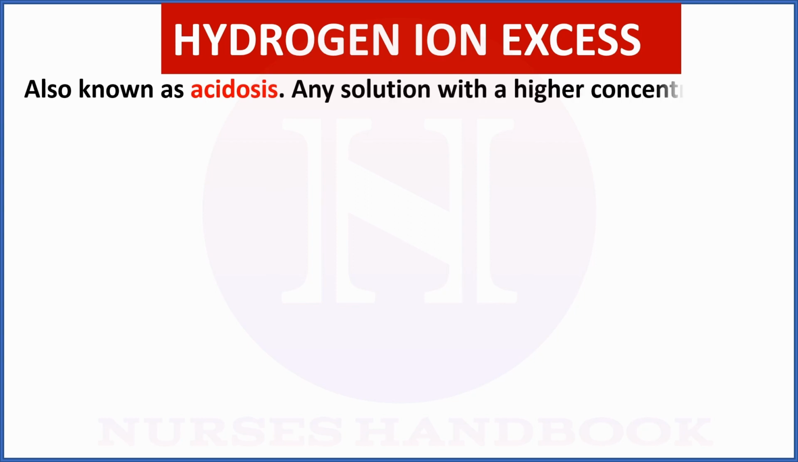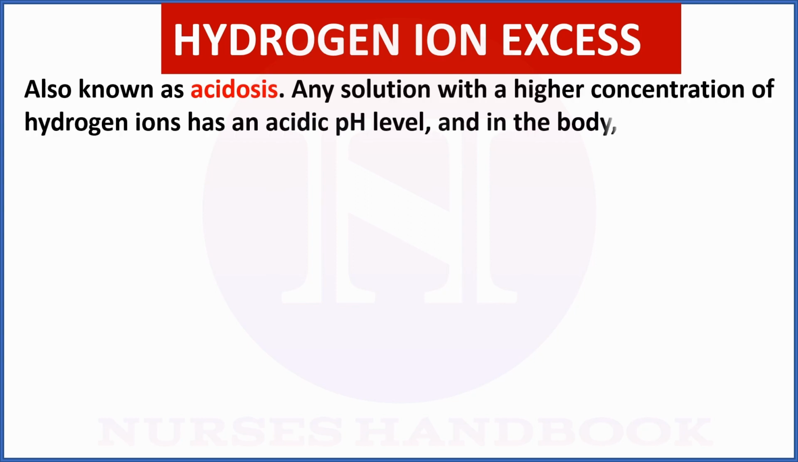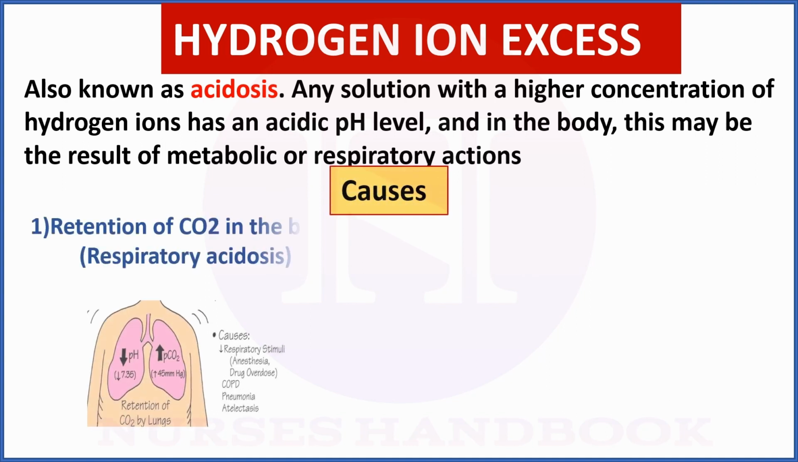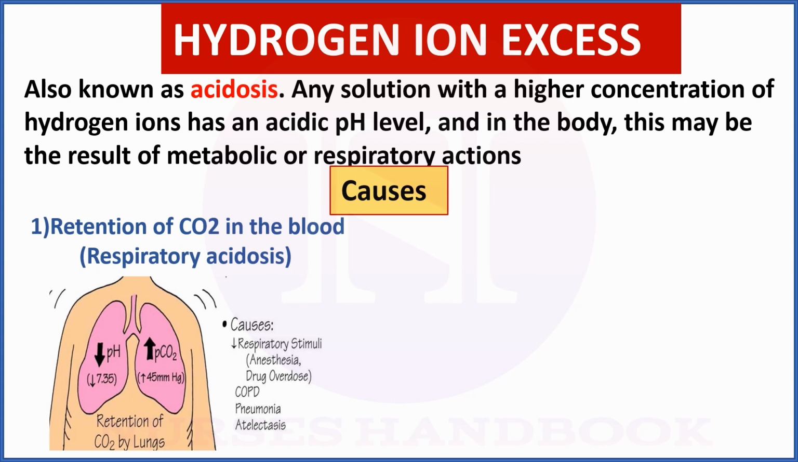Any solution with a higher concentration of H plus ions will have an acidic pH level, and this may be because of metabolic or respiratory actions. There are two main causes of acidosis. First one is the retention of carbon dioxide in the blood, which will result in respiratory acidosis as seen in cases like brainstem disease, hypothermia, sedative overdose, etc.